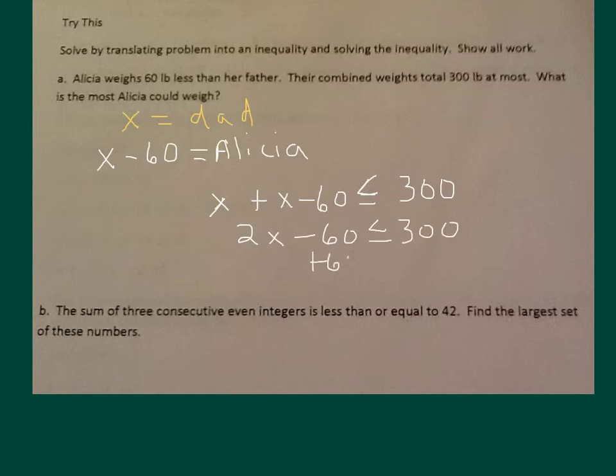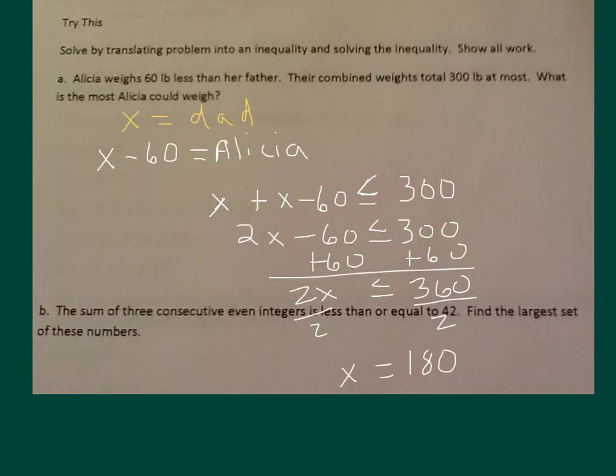We add 60 to both sides. You get 2x less than or equal to 360. We divide by 2. So x equals 180 pounds. So the dad's 180 pounds. We want to know Alicia's weight. So dad is 180, but Alicia is 180 minus 60. So Alicia weighs 120 pounds.